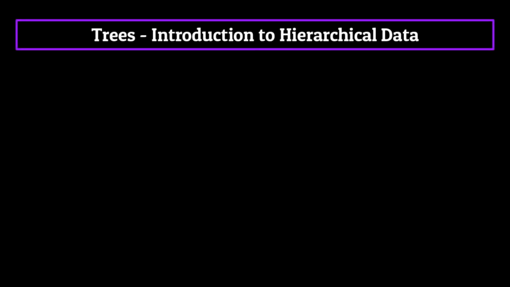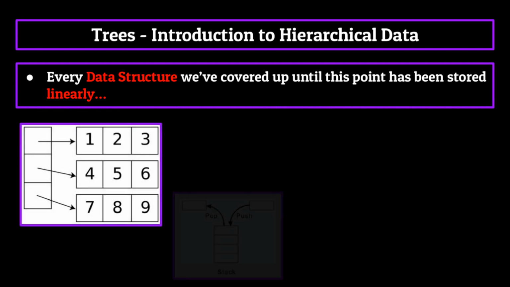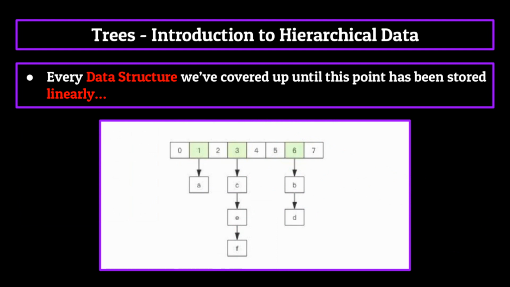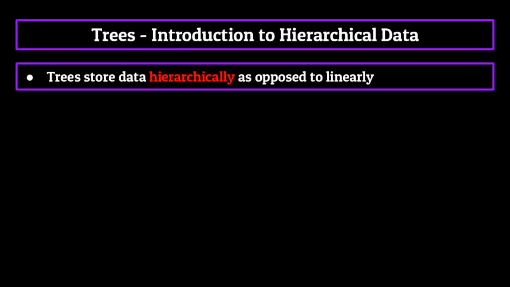Now, before getting into trees, we need to talk about data structures in general. Every data structure we've covered up until this point has been stored linearly. Arrays, stacks, linked lists, all of these had a definitive start and end to their data, and you could point them out easily. Even the dictionary could be laid out in such a way to be represented linearly. Everything was so nice and neat and easy to visualize. On the other hand, trees store data hierarchically as opposed to linearly. What does that even mean?